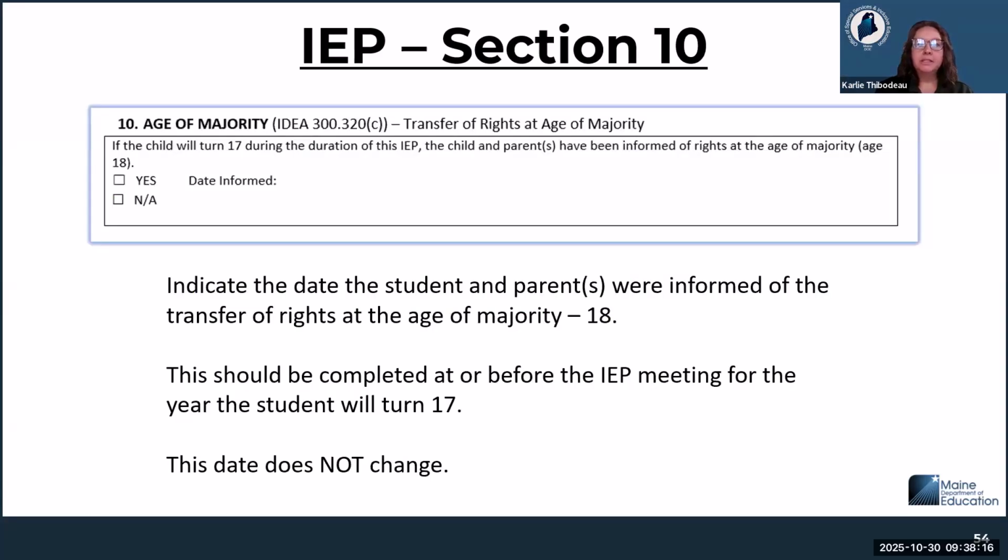All right, and finally, section 10 is where you check off when the student has been notified of their transfer of rights when they're going to be turning 18. This really should be completed at or before the IEP meeting for the year the student will turn 17. This is like the one thing on the IEP that doesn't change. It would just be checked yes, and then the date that they were informed. That would not change because they've been informed.